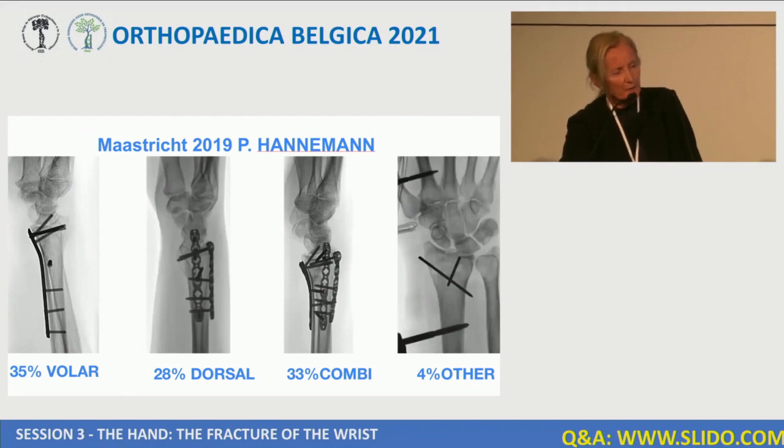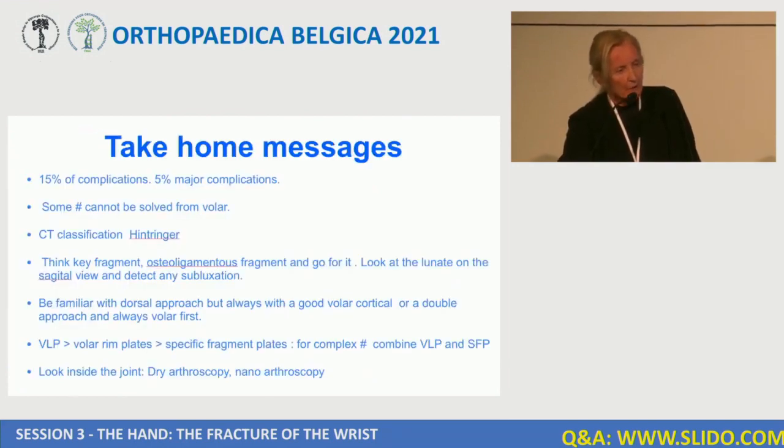For Professor Hahnemann of Maastricht, there is 35% volar approach, 28% dorsal approach, and 33% combined approach. So, take-home message: 5% complication, 15% complication, 5% major complication. Some fractures cannot be solved from volar.